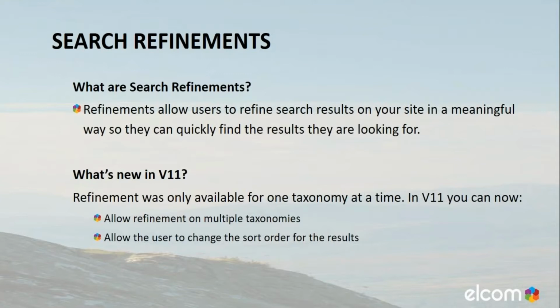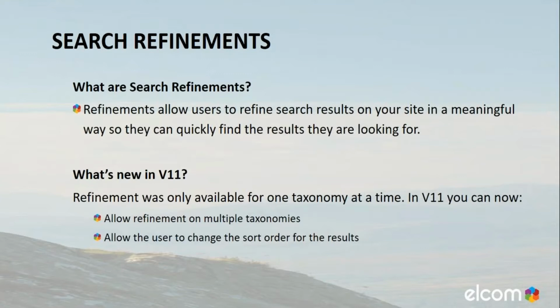In Elcom version 11, there's also been a lot of work around search refinements. What are search refinements? Refinements allow users to refine the search results on your site in a meaningful way so they can quickly find the results they're looking for. What's new in version 11?